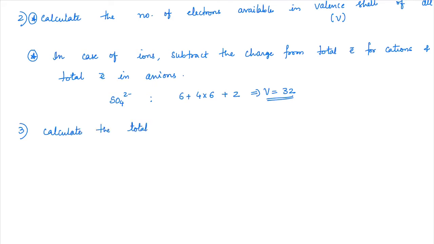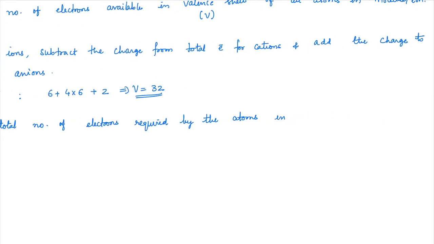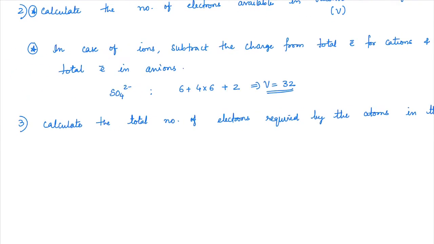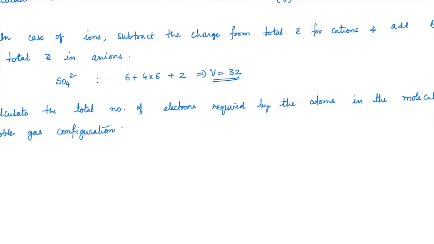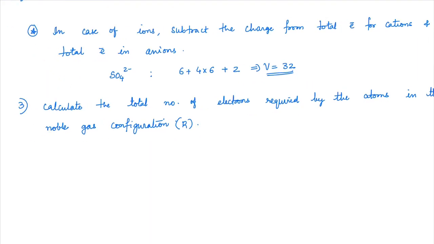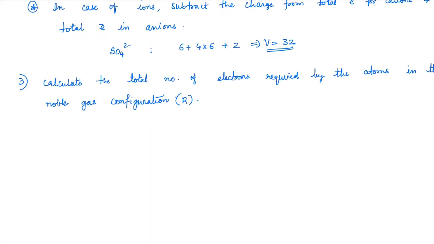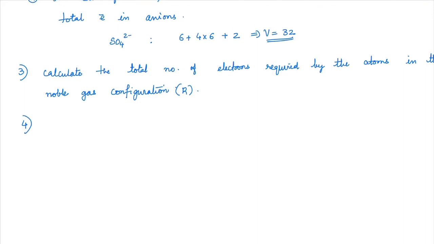Right. So the third rule is to calculate the total number of electrons required by the atoms in the molecule to achieve noble gas configuration. That I represent by R. Okay, what it is I'll show you with an example. Let me write the rules first.